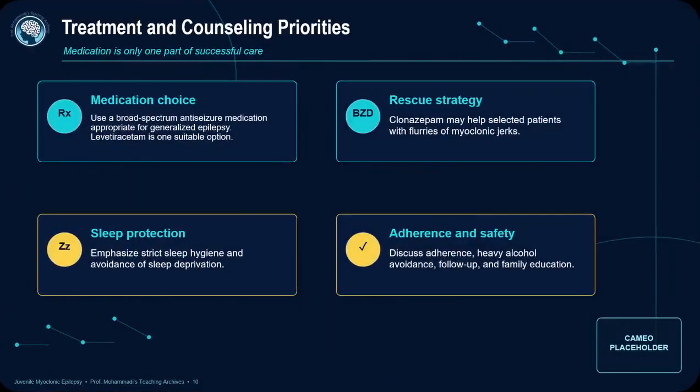Treatment planning should combine medication and education. A broad-spectrum antiseizure medication appropriate for generalized epilepsy is needed, and levetiracetam is one suitable option. Clonazepam may help selected patients who have flurries of myoclonic jerks, but medication alone is not enough. Sleep protection is central in JME, because sleep deprivation can provoke both EEG discharges and clinical seizures. Adherence, avoidance of heavy alcohol, follow-up, and family education should be part of the plan from the first visit.